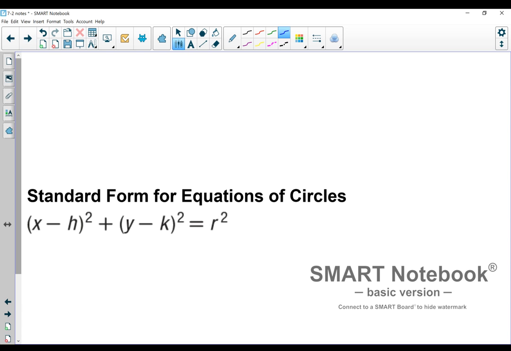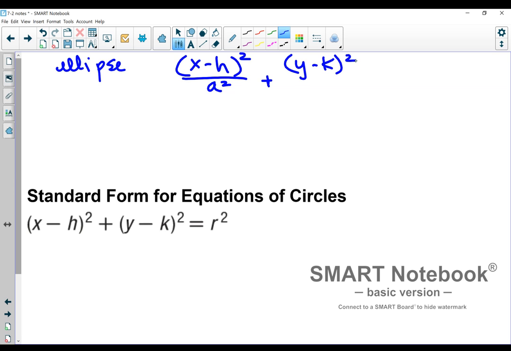So next is standard form for equations of circles. We want to first think about how, with an ellipse, we have x minus h squared over a squared or b squared, whichever one's bigger. We're not going to really worry about that. And then we have y minus k squared over b squared equals 1. So what if a equals b?